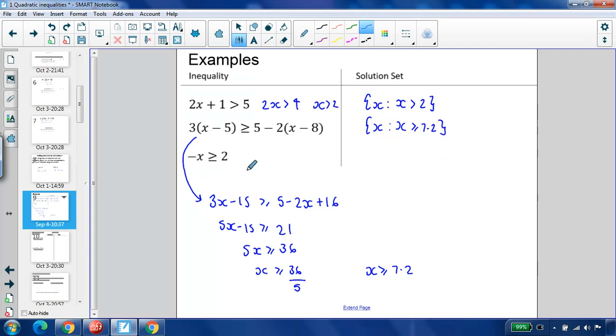Let's go to the final one. I've got minus x is greater than or equal to 2. Now, I don't want a negative x, I want a positive x, so I'm going to multiply everything by -1. Remember, when multiplying by a negative, the sign will change, so I'll have x is less than or equal to -2. And then the set is going to be that.